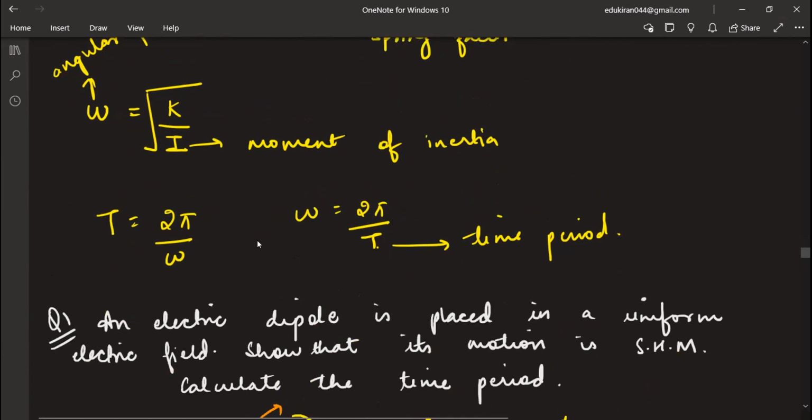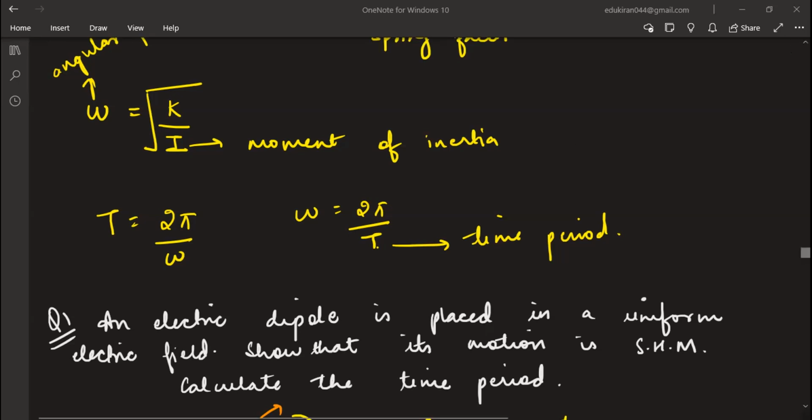Now see class, this question is what I was referring to. These types of questions have come in your exam. Very little chance, but the concept remains the same, so just understand the concept. An electric dipole is placed in a uniform electric field. You have to show that its motion is in SHM. This is not asking you to check whether it's SHM or not; it's telling you that you have to prove that yes, this is in SHM, as well as calculate the time period.